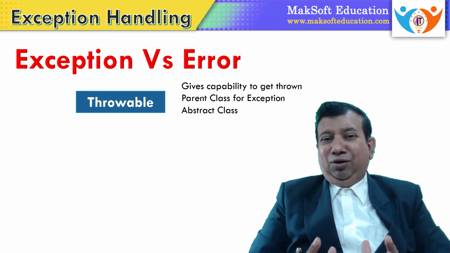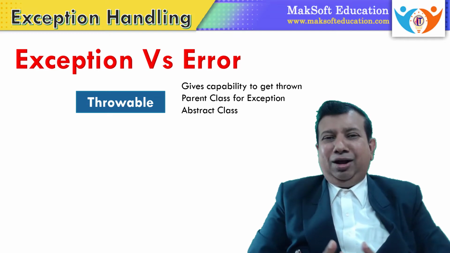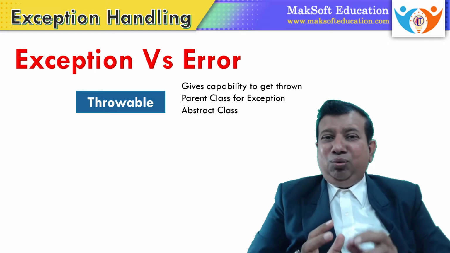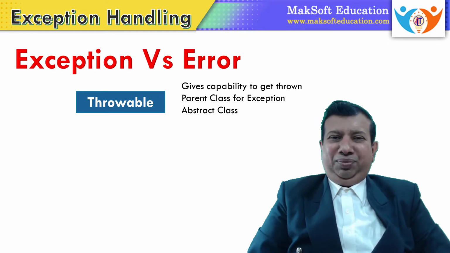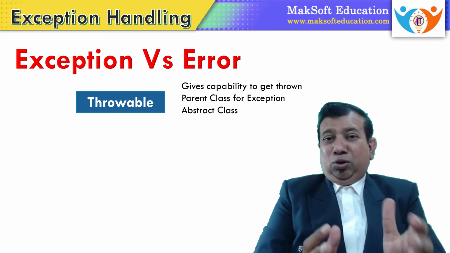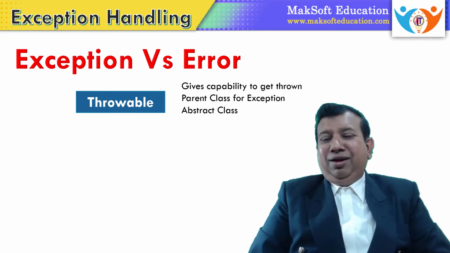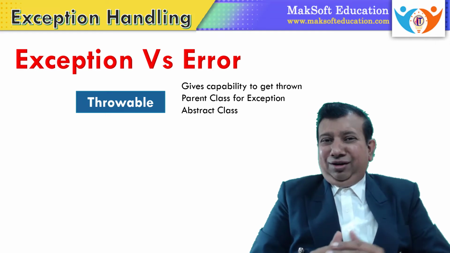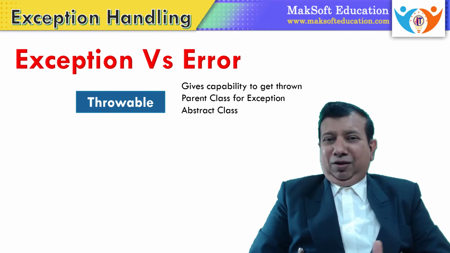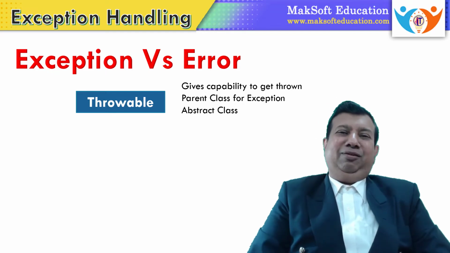Now we can understand what an abstract class is. I'm going to post a separate video to explain abstract class. For the time being, an abstract class is a class which cannot create its own object. That means throwable cannot create its own object. So the throwable class can be used only for inheritance purposes. It can create its children, and then we can use the children of the throwable class, but we cannot use the throwable class directly as it is an abstract class.